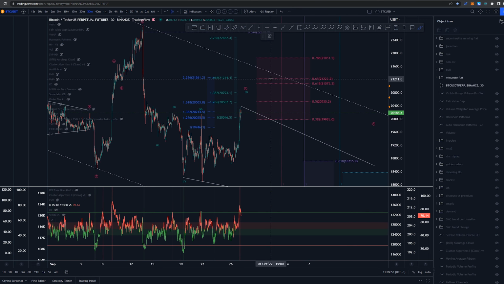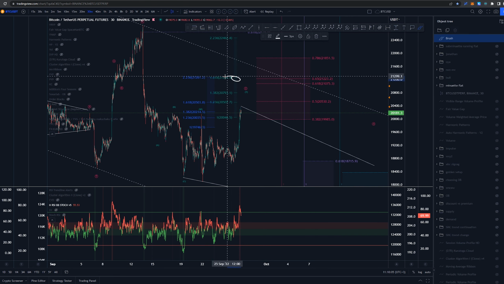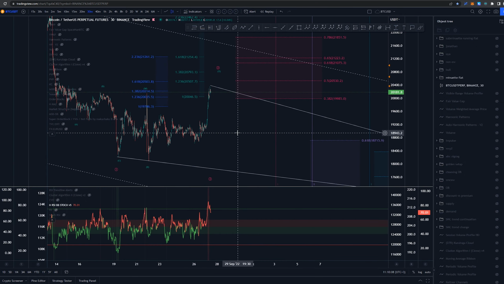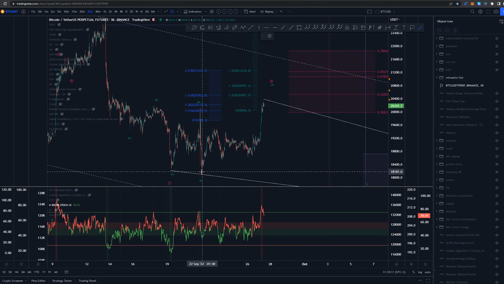The golden pocket is all the way up in here, around 21k, at which we have some of the targets here as well. 1.618 here as well, and the 2.236. The 2.236 is again from here, meaning that we would have a wave 1 here too.